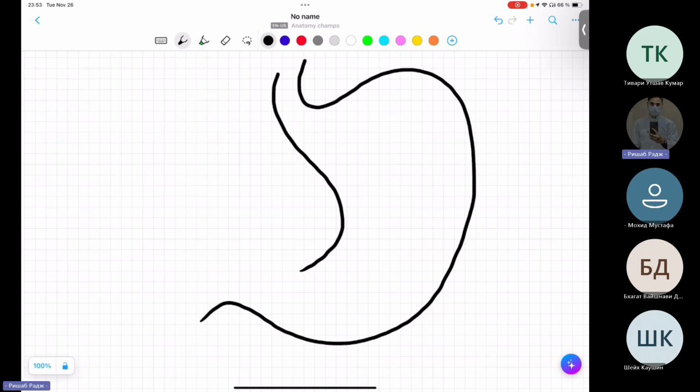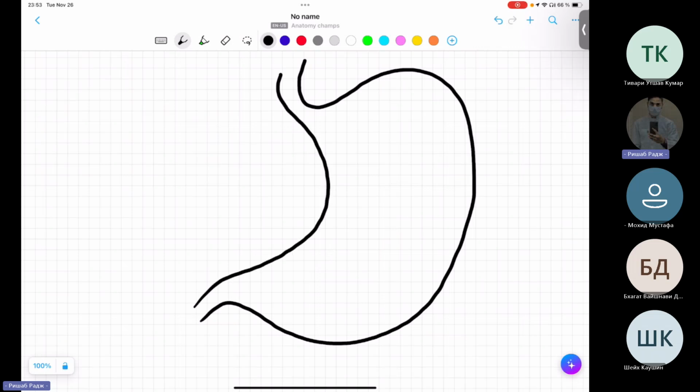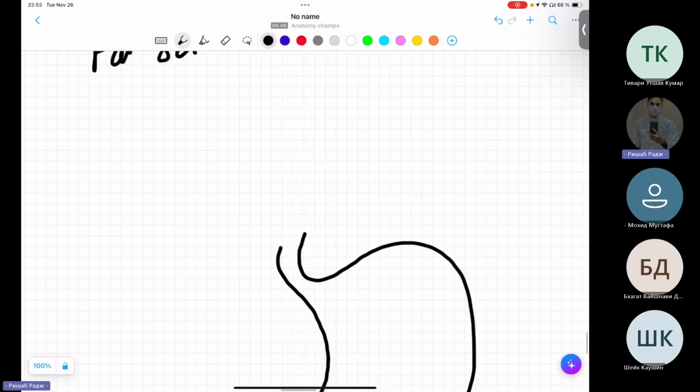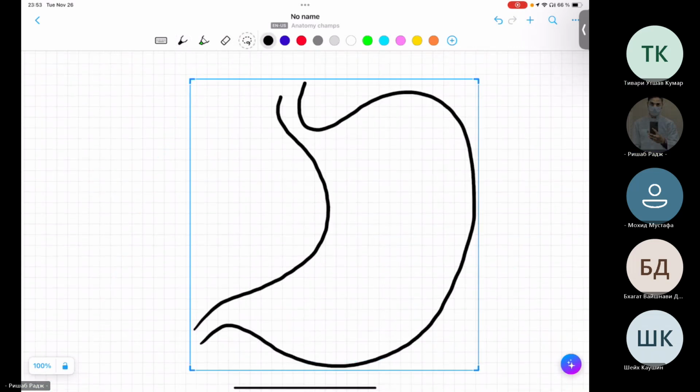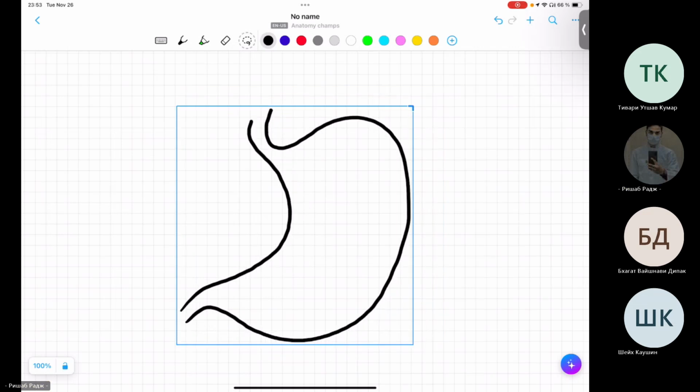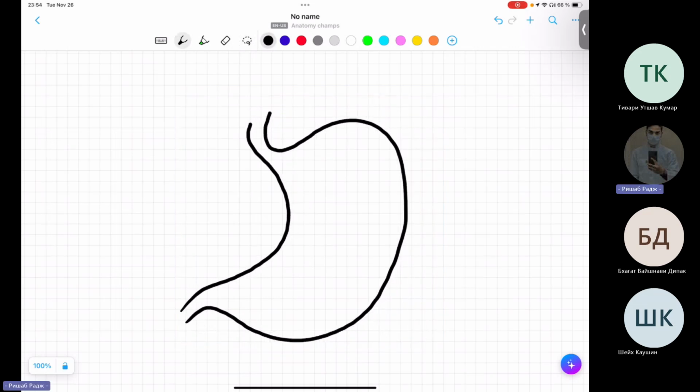Guys, is this okay or is this getting hectic? I'm continuously asking because I don't want to overload you. Is this okay? Yes. Good. How many students in the class?